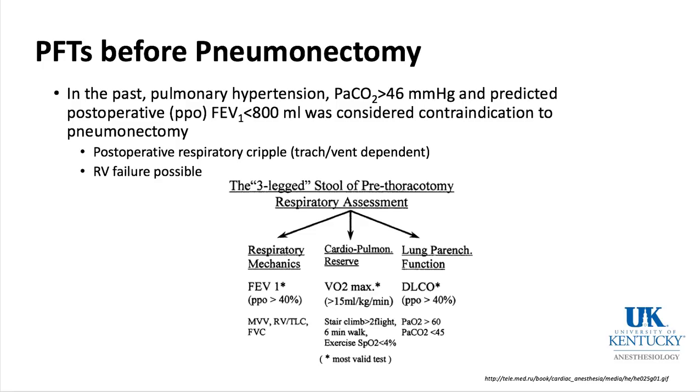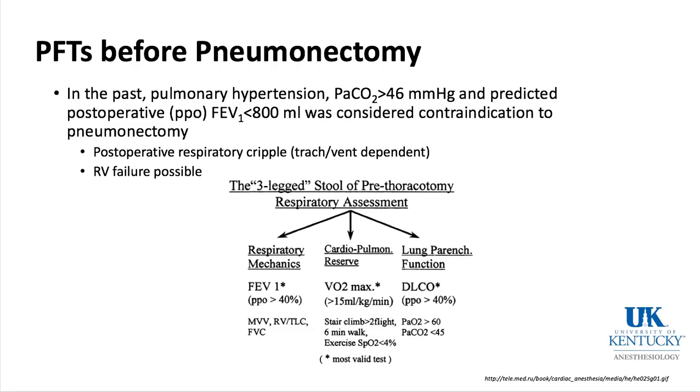Pulmonary function test before doing a pneumonectomy. In the past, pulmonary hypertension and a PaCO2 that's above normal, at 46 when you start, and you're going to take out a lung, meant that this patient could become a respiratory cripple postoperatively, requiring tracheostomy and ventilator dependence if you took out a lung and their CO2 was already high.